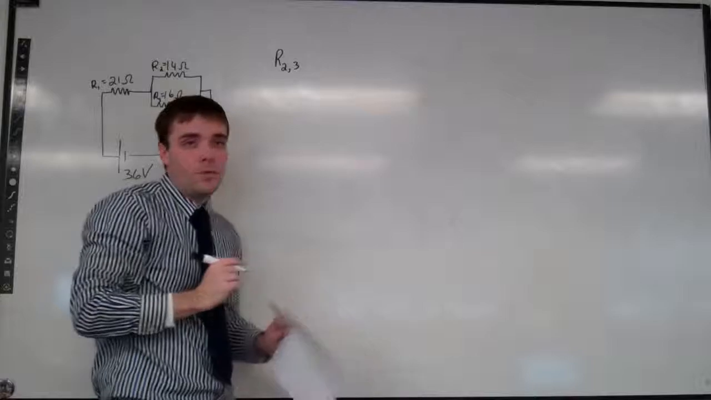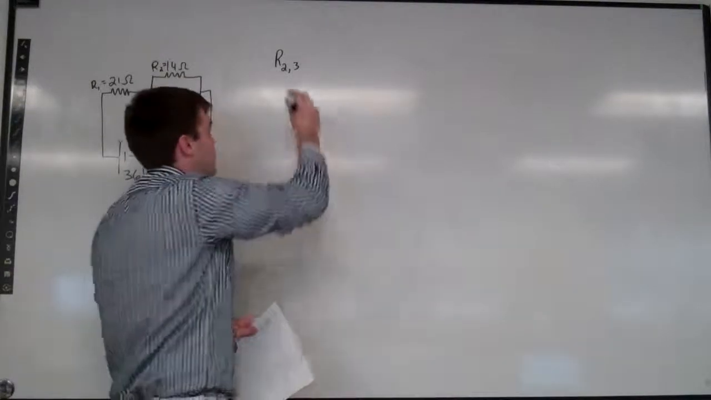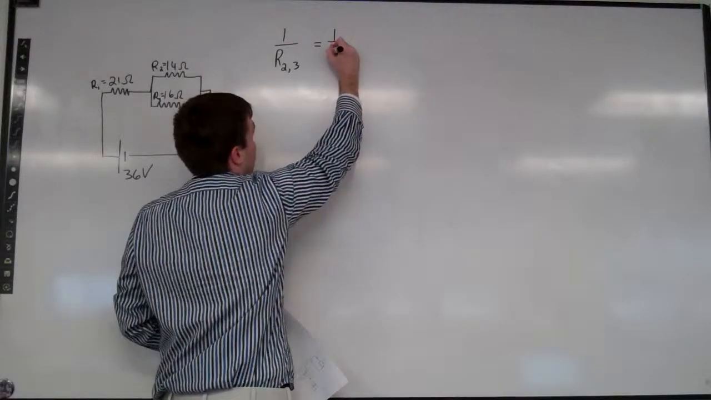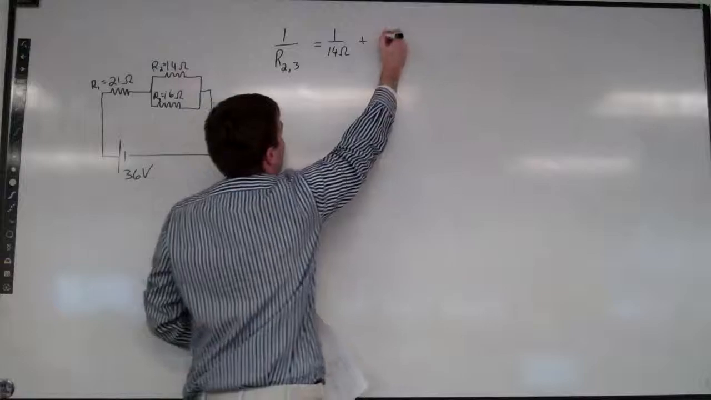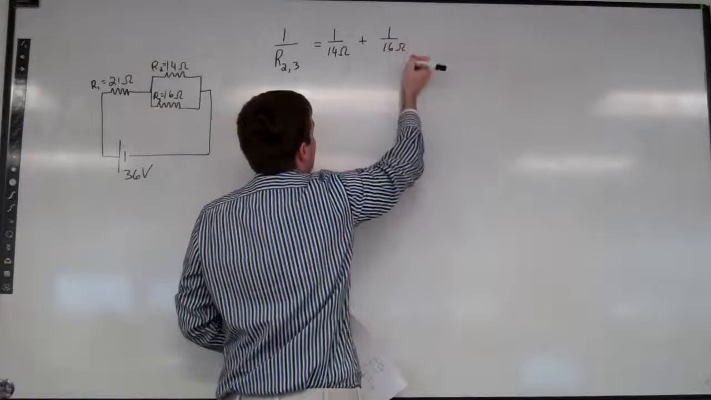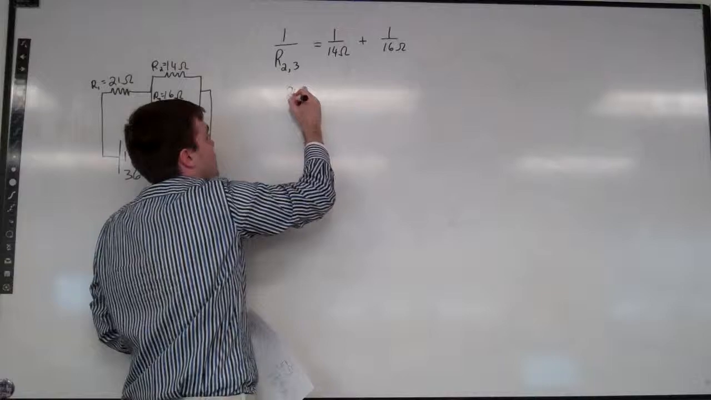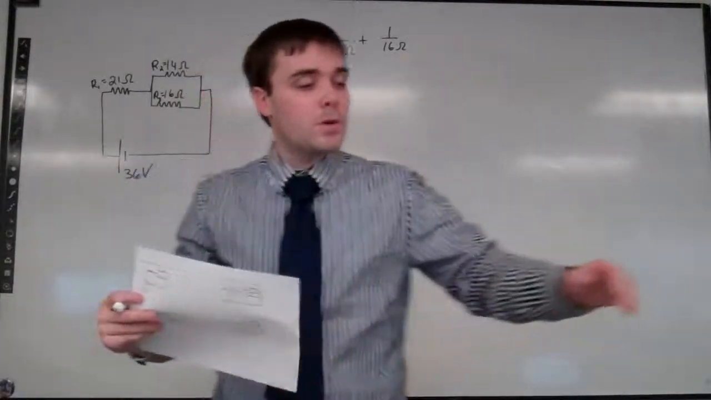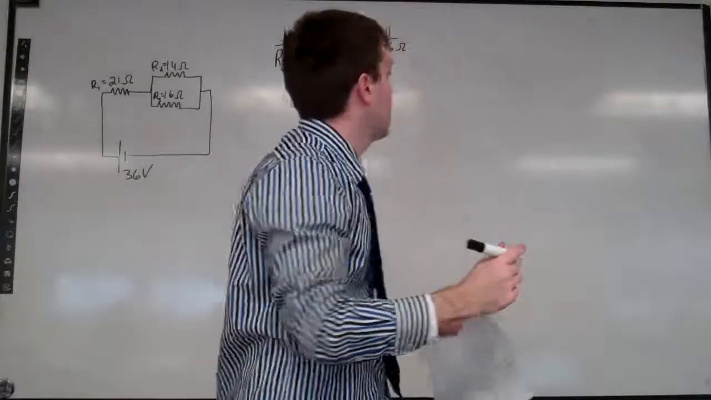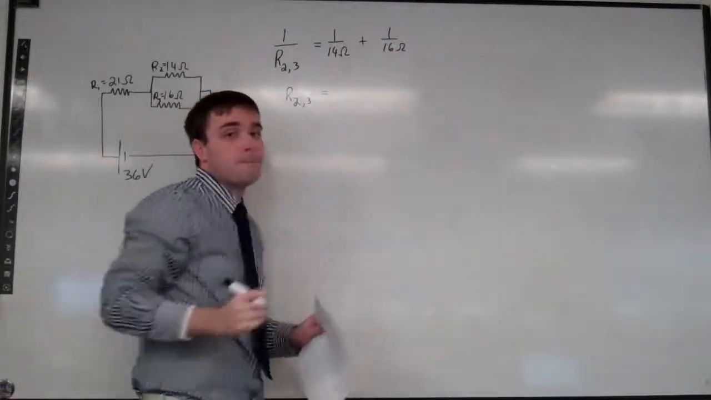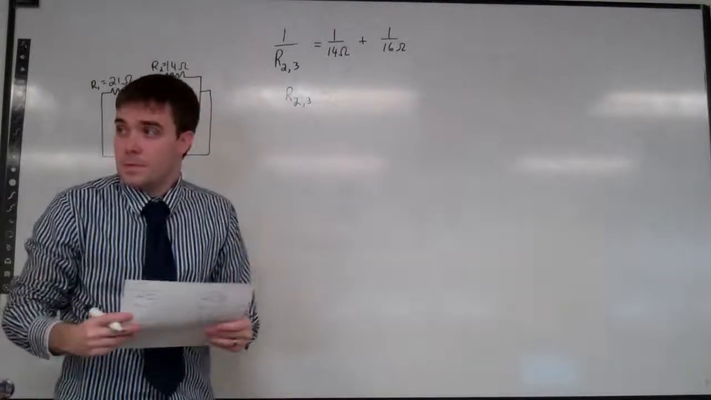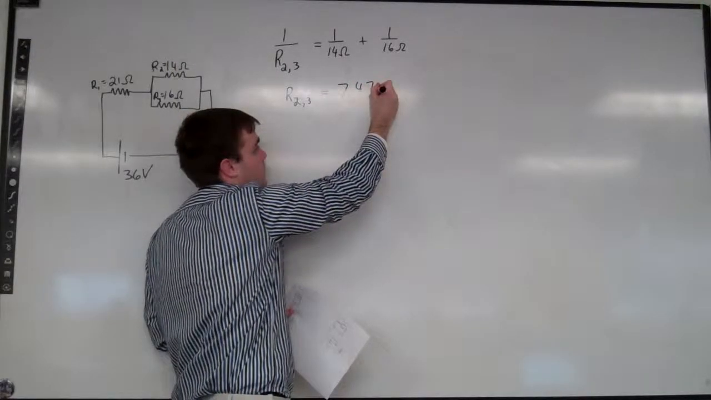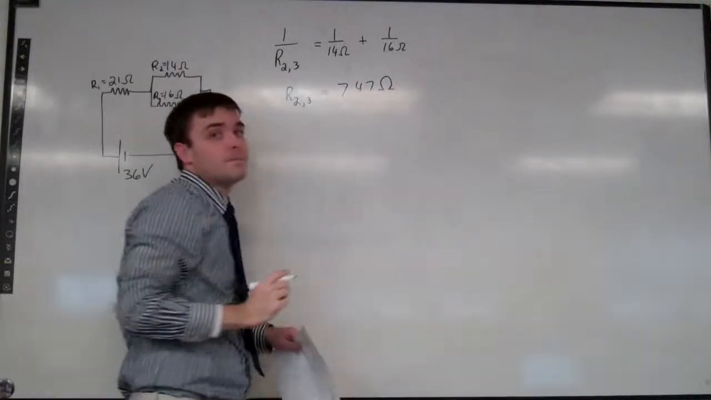Are we going to use the 1 over thing or just the addition thing? 1 over. So we're going to use reciprocals. 1 over R23 equals 1 over R2, which is 14 ohms, plus 1 over R3, which is 16 ohms. So when we work that out, what do we get? 7.47. What's the unit? Ohms.